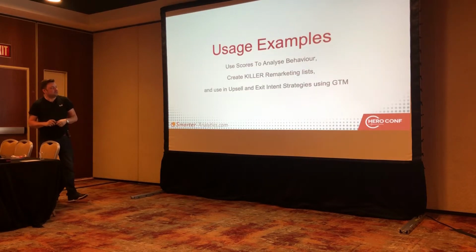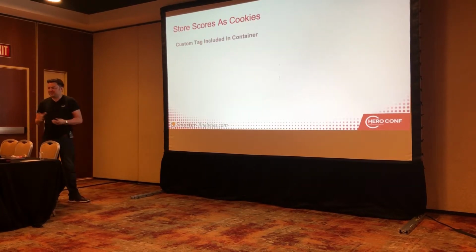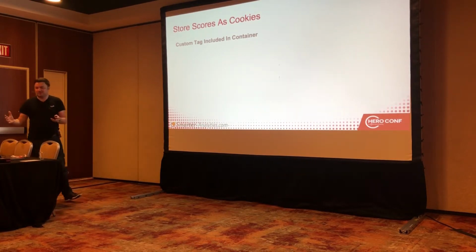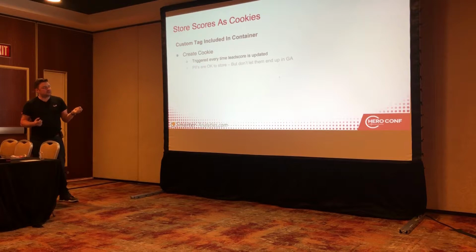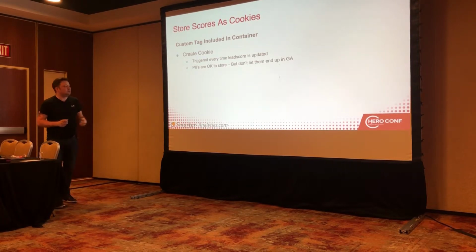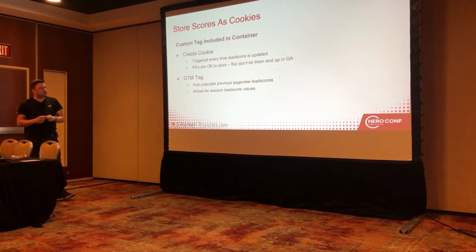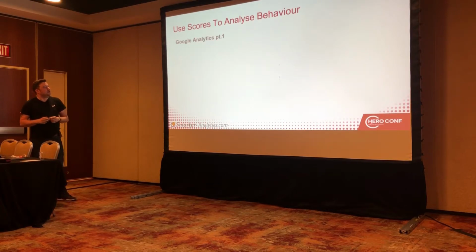A couple of usage examples. I think the best thing is to get the container and have a good play around. And if you really break the container, remove it and install it again. That's how I kind of roll with it. So we want to create a cookie, triggered every time the lead score is updated. We can store that in the browser. Personal identifiable information is okay to store as cookies because it's only in their browser, but don't let it end up in GA. GTM tag, auto-populate previous page view lead scores, allows for the session lead score values, etc.